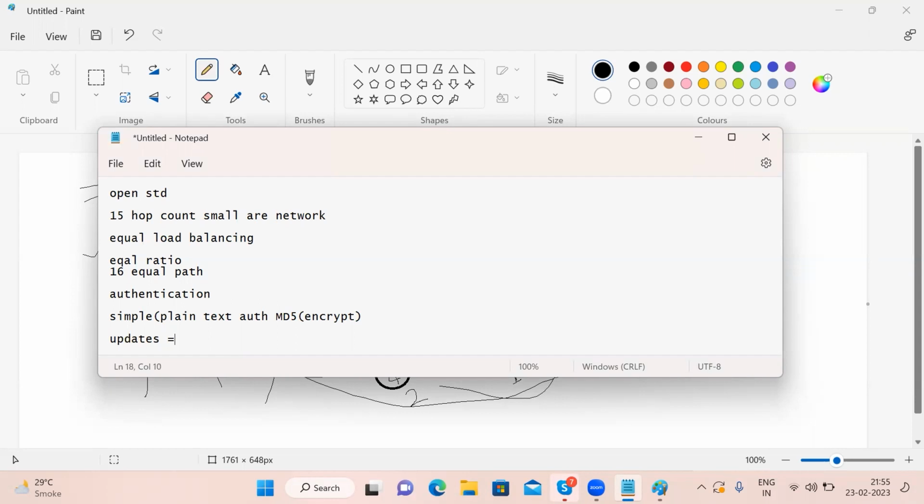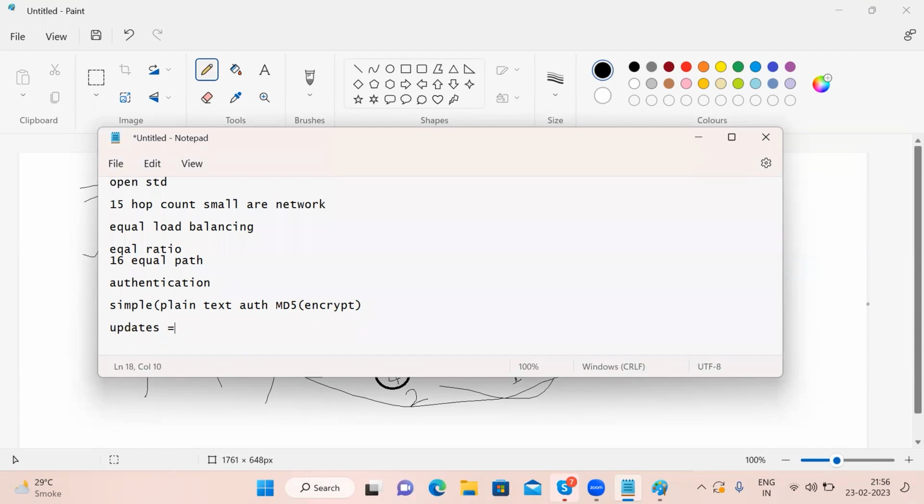What does a RIP router exchange with its neighbor router? What does it exchange? The full routing table. A router will exchange, that means router 1 will exchange its complete routing table with router 2.